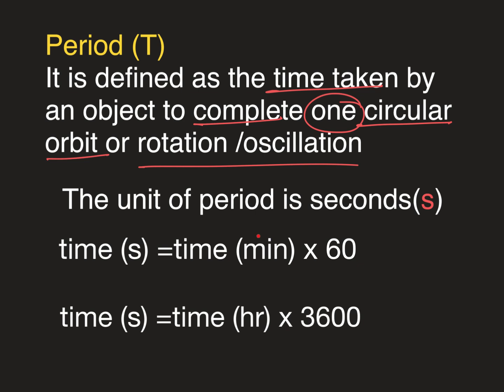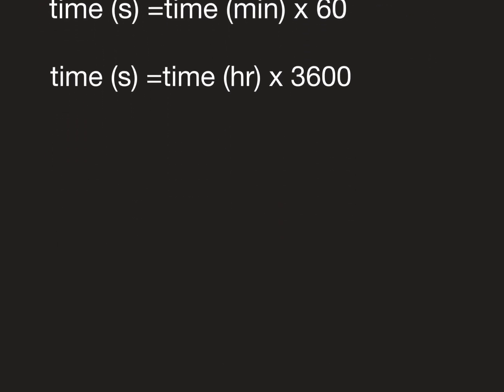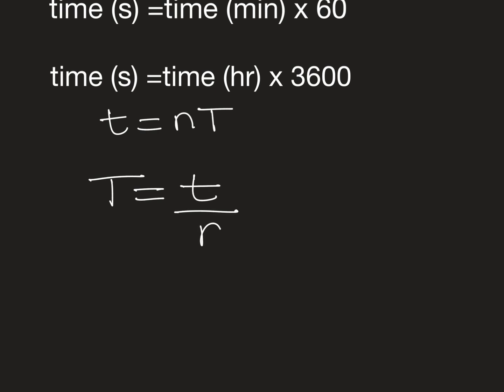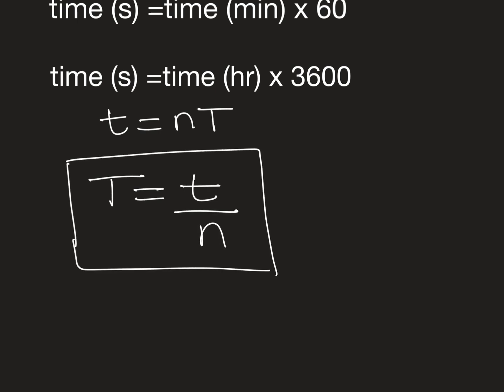We have some conversions for you here. If at all you have time in minutes, you want to convert it to seconds, you just multiply that by 60. If you have time in hours, you want to convert it to seconds, you just multiply it by 3600. To remind ourselves again, t is equal to the number of rotation or revolution multiplied by the period. If you want to find period, it means period is equal to t divided by n. So the period is equal to the total time divided by the number of rotation or the number of revolution.